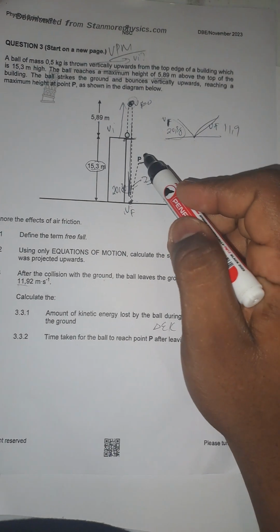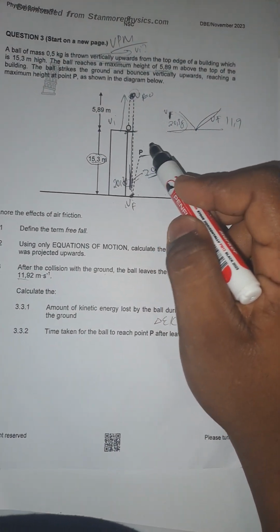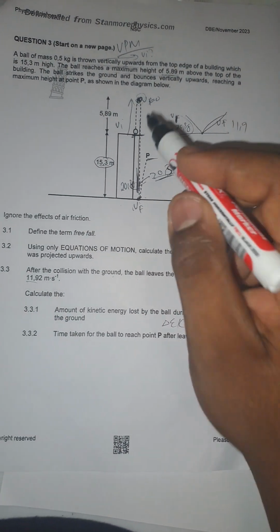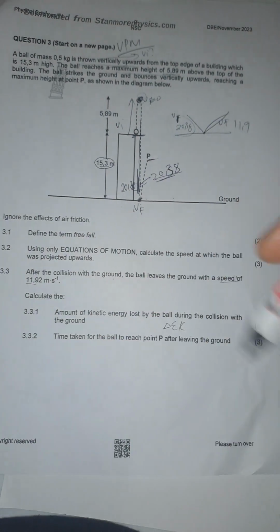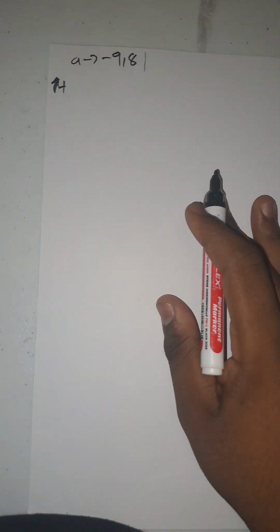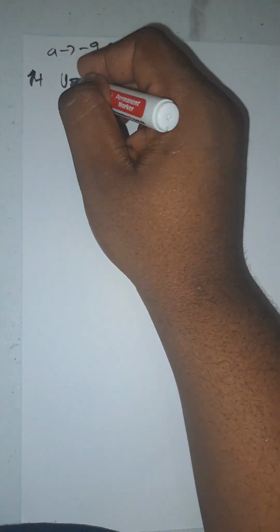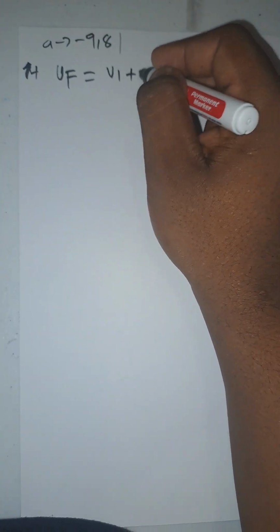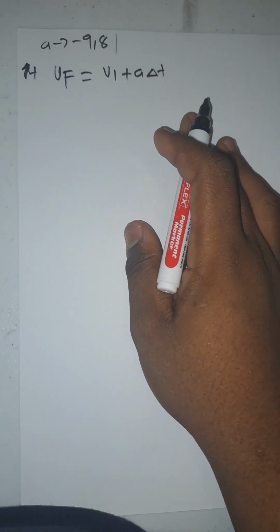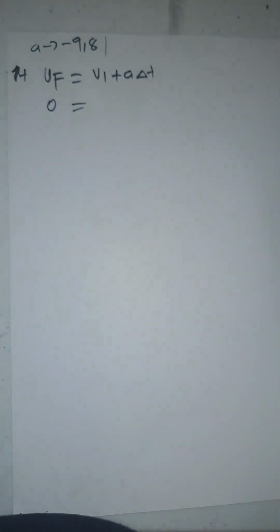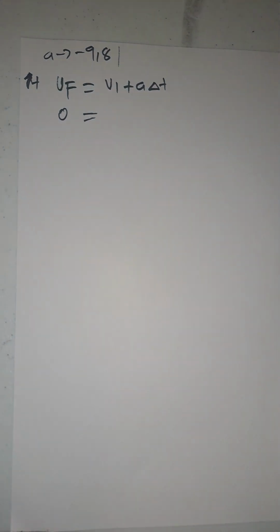0. Why am I saying that? At this point P, it is where it ended. So this is the final velocity. Then when it leaves the ground, it was 11,92. So this is the best formula. Vf equals Vi plus a delta t. What is Vf? 0, because at P it was the maximum height that it reached from the ground.